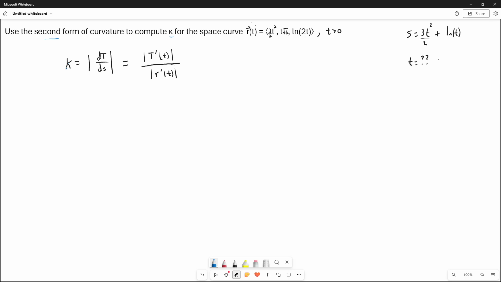Now the first form of curvature was kappa equals the magnitude of the derivative of the unit tangent vector with respect to s, which is the arc length parameter. So in this scenario, we were assuming that we had the curve in the form r of s, where s is an arc length parameter, and then that means that the magnitude of r prime of s is just 1, so that we have a curve of constant speed 1.